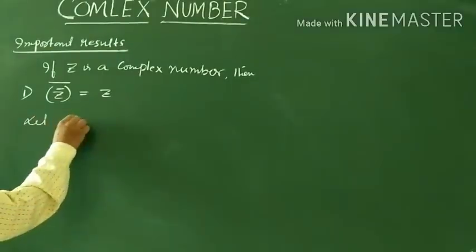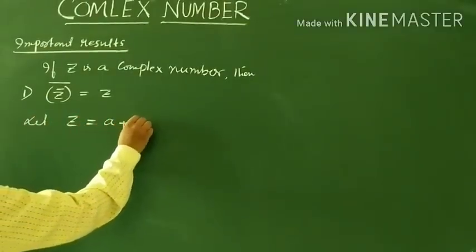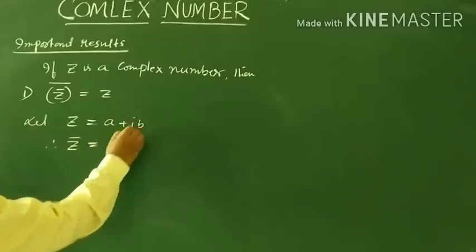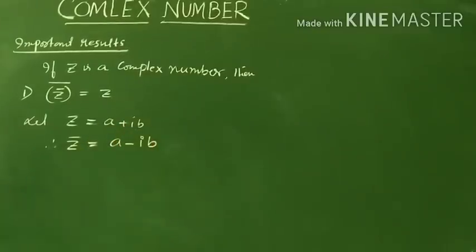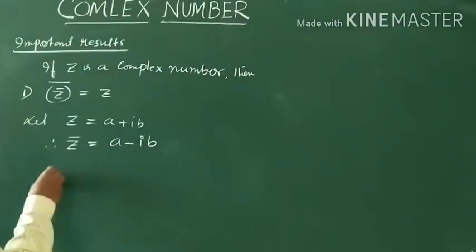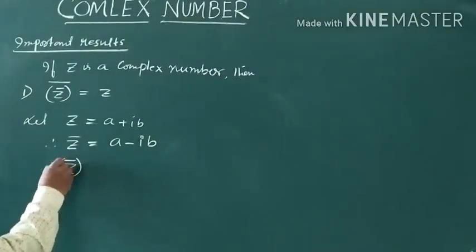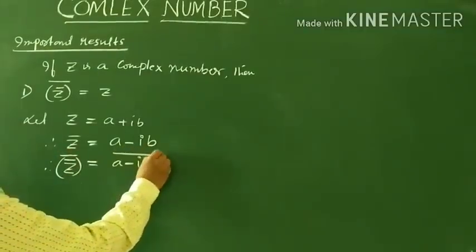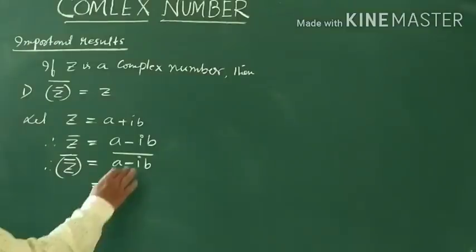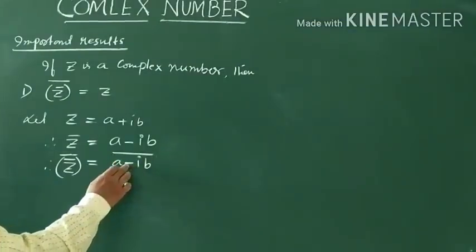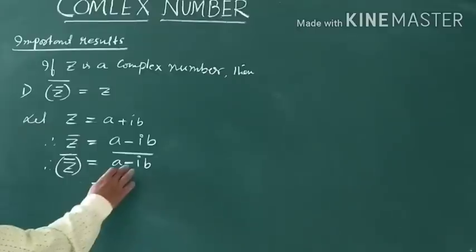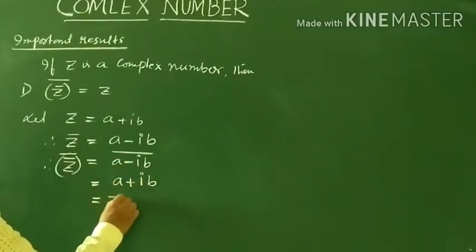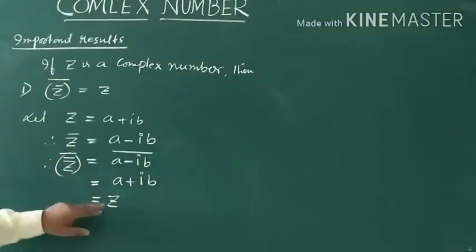Let's suppose z equals a plus ib. What is z bar? If you take the bar, it will be a minus ib, the conjugate. Now take the bar again: z bar whole bar equals a minus ib bar. We know that when you take the bar, the sign will change: minus becomes plus. So the minus becomes plus after taking the conjugate, which equals z. Hence proved.